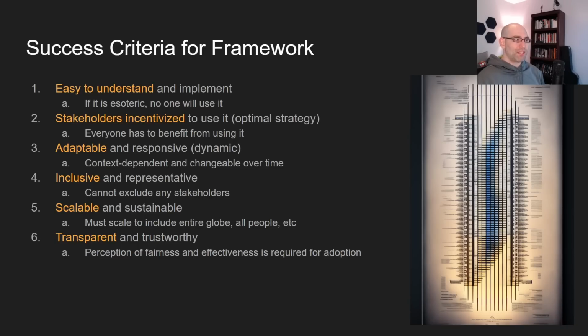And finally, this framework has to be transparent and trustworthy because perception is reality, right? If people perceive a framework to be destructive, ESG is a perfect example, the perception of ESG is awful. Why? Because it's championed by BlackRock, which I think is one of the wealthiest companies on the planet, right? And because ESG is championed by a multi-trillion-dollar corporation, it is not trusted, and that perception makes it bad. I don't know whether or not ESG is good or bad, but the perception certainly is bad. So transparency and trustworthiness are critical for the success of this framework because if people don't trust it, they're not going to use it either.